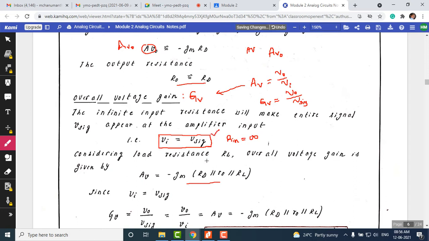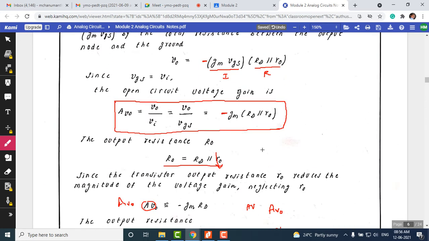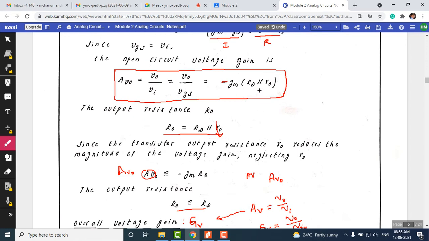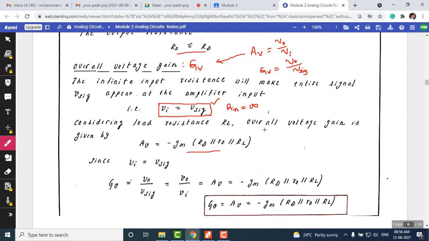Now we can consider the load resistance and we can also calculate the overall voltage gain. So Av, we know that already. Av is nothing but minus Gm times Rd parallel with R naught parallel with RL. Just now I have shown this. So you can see that Av naught is here. Av naught is minus Gm Rd parallel with R naught. We can consider load resistance, and based on that we can also write the overall voltage gain as Rd parallel with R naught parallel with RL.